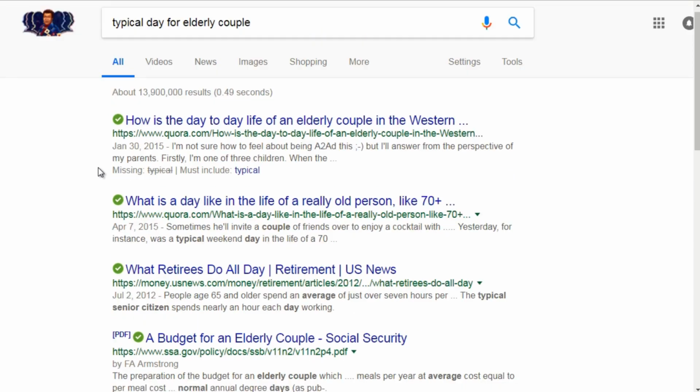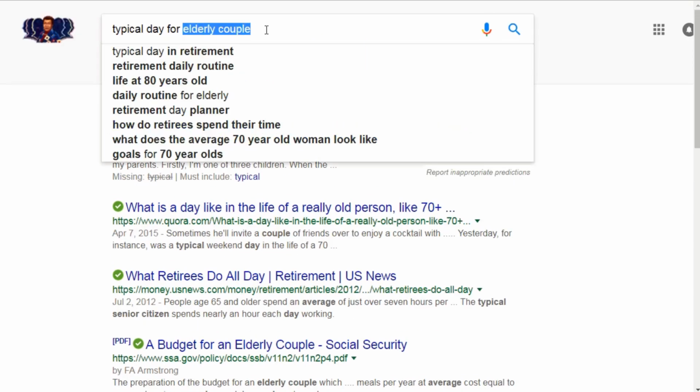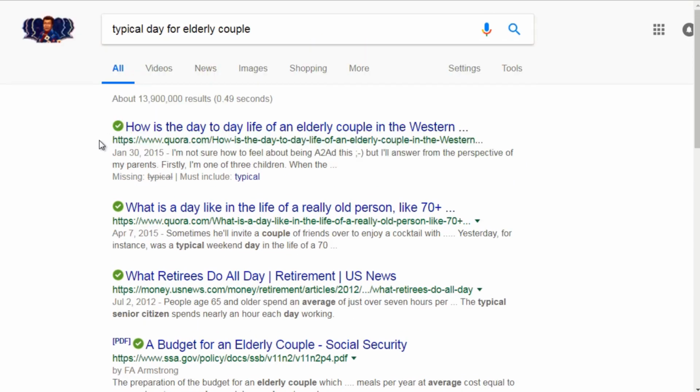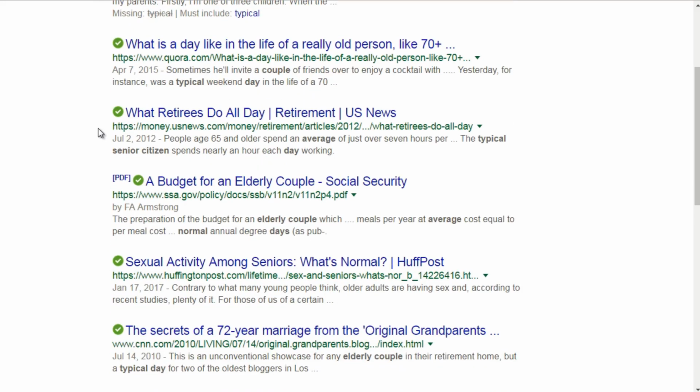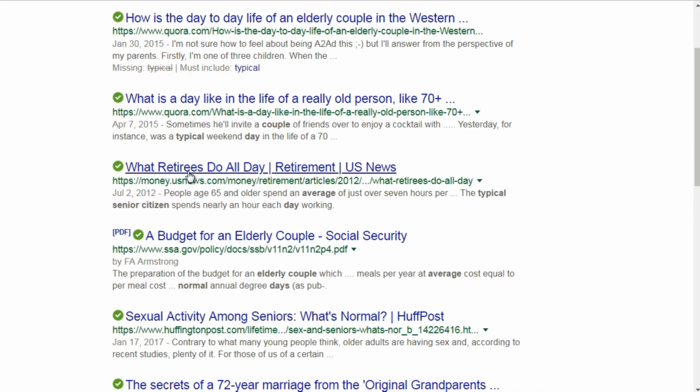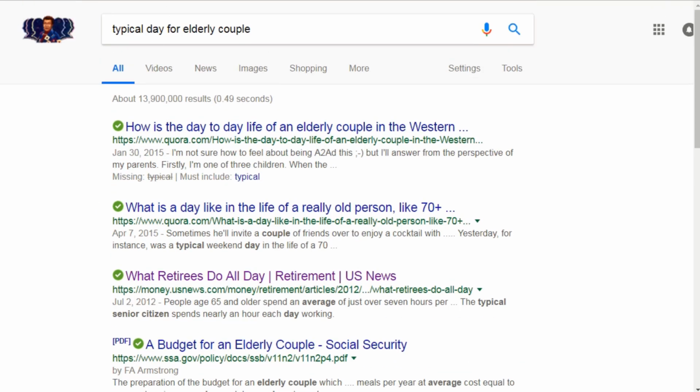Or in this case, since it's elderly couples, we could simply go to the websites where elderly couples hang out and see if we can find somebody, maybe in a forum, who is actually talking about their typical day. So if we scroll down here, it says what retirees do all day, right? You could even type in what young married couples do all day, or what fathers of big families do all day. So let's scroll up here.